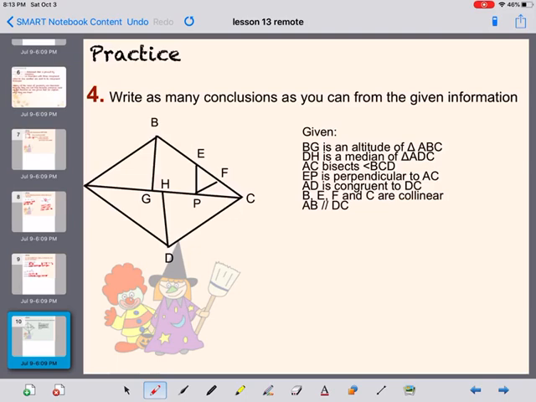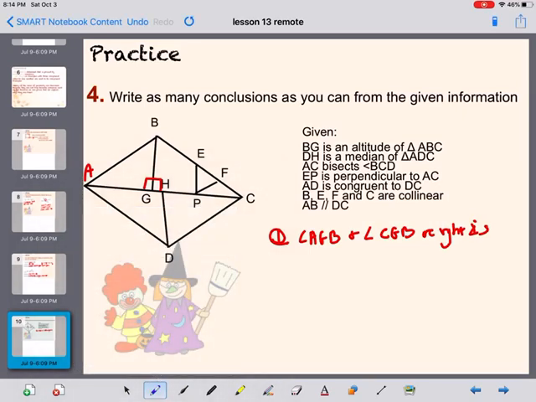So BG is the altitude of triangle. Oh, my A is cut off. My apologies there. A should be there. Of triangle ABC. So altitudes form right angles. So that's one conclusion I can make. Angle AGB and angle CGB are right angles.